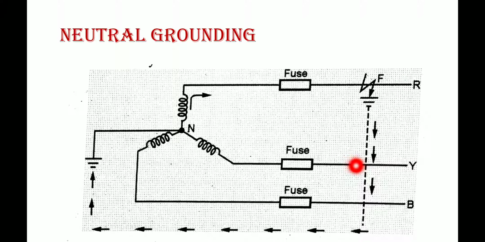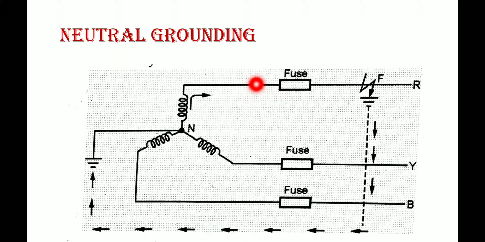Getting R phase to the earth here. Here the directions we have shown. Then from R phase to the earth point it will come, then neutral, it will go to the neutral point N here and back to the R phase. Since the impedance of this current path will be very low, then what will happen?